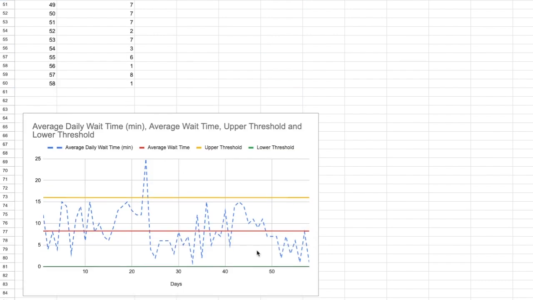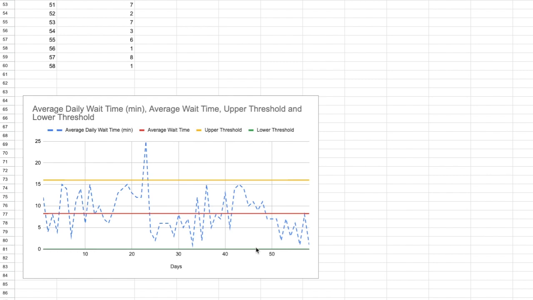I went ahead and transformed it into a control chart already. I won't be talking about that in the spirit of this channel. If you're interested in doing that, let me know. But for now, I have transformed that data. So here's the average daily wait time. And as I scroll down, I made this chart.